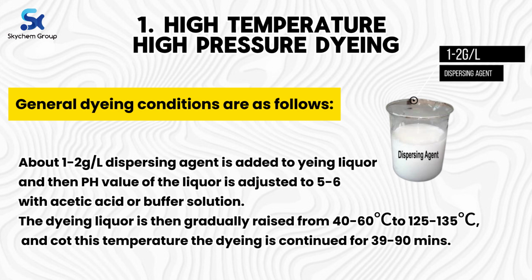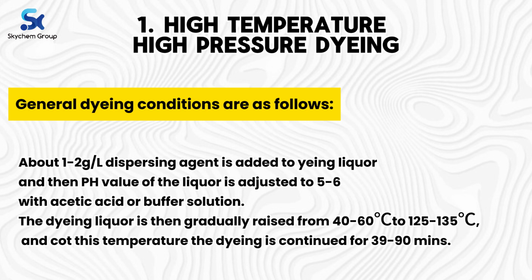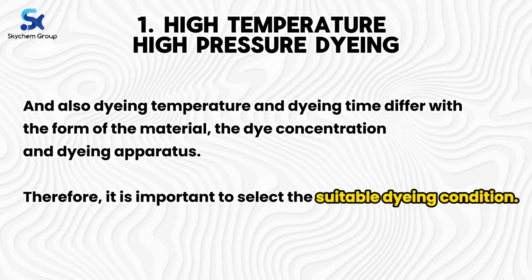About 1 to 2 grams of dispersing agent is added to the dyeing liquor, and then the pH value of the liquor is adjusted to 5 to 6 with acetic acid or buffer solution. The dyeing liquor is then gradually raised from 40 to 60 degrees centigrade to 125 to 135 degrees centigrade. At this temperature the dyeing is continued for 30 to 90 minutes. Also, dyeing temperature and dyeing time differ with the form of the material, the dye concentration, and dyeing apparatus.